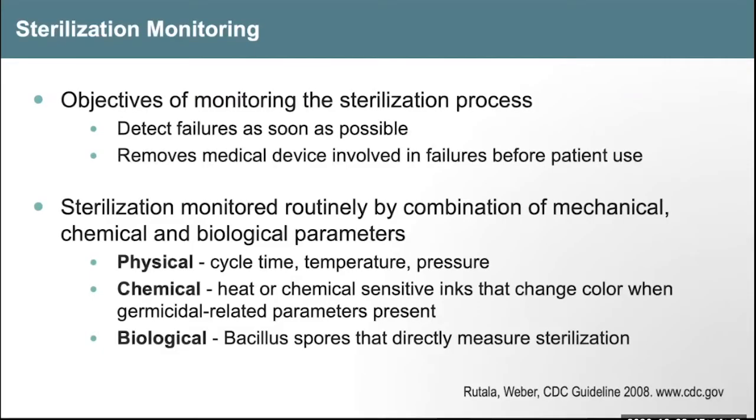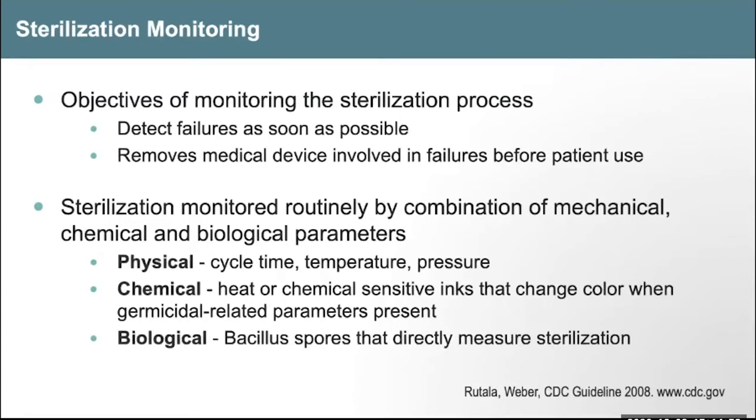Now, we do need to monitor everything we do to make sure what we think is being done is being done correctly. We want to detect failures as soon as possible, and remove medical devices and failures before patient use. There are a number of ways to do it. One is physical: cycle time, temperature, pressure. Steam sterilizers, for instance, will usually have a paper tape readout plus alarms to note that they reach the proper time, temperature, and pressure. Those tapes are removed. Everything is barcoded, so you can trace back every single instrument to its washer disinfector cycle, to its sterilization disinfection, and ultimately to a specific patient. So if there's a breach, those are all entered into a book, and now they're computerized for that.